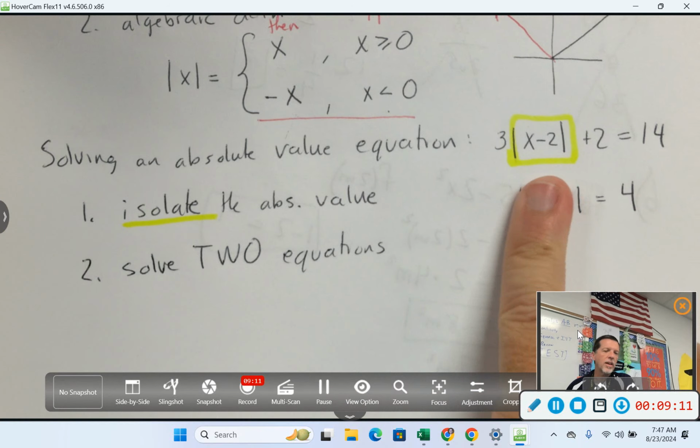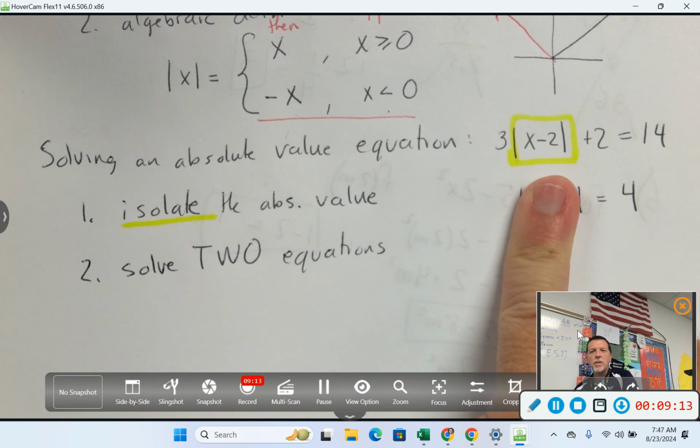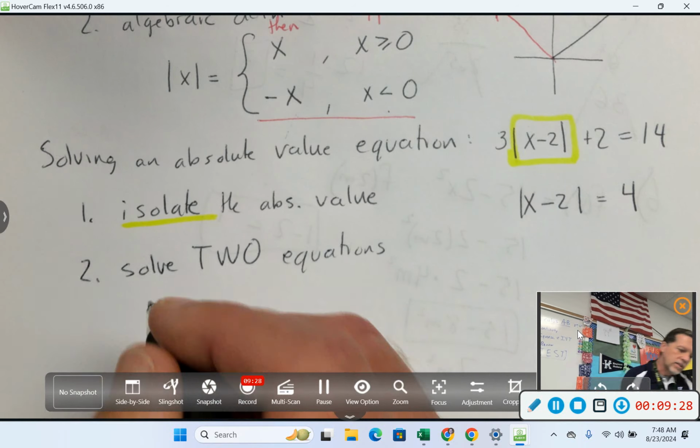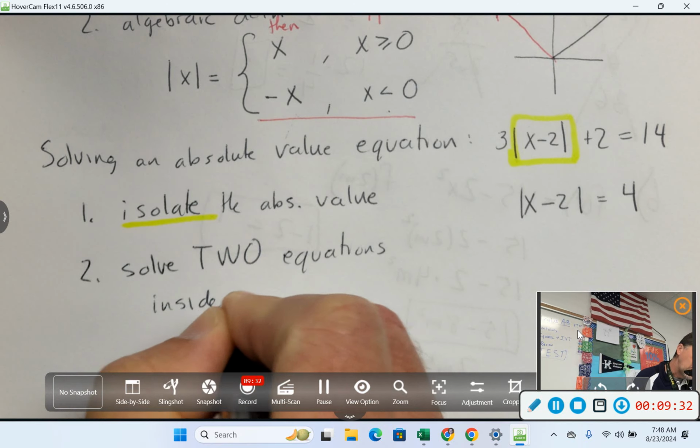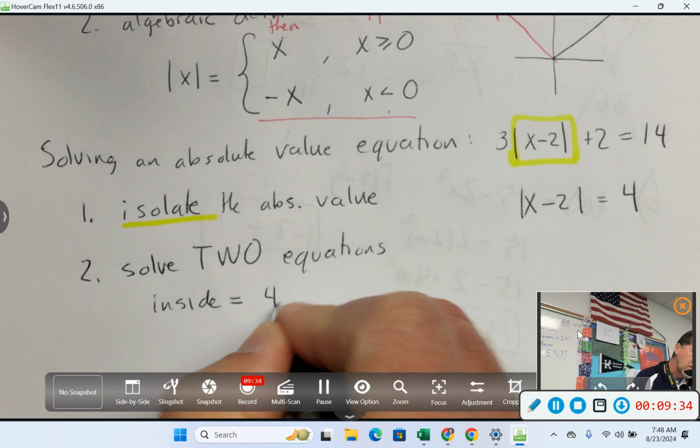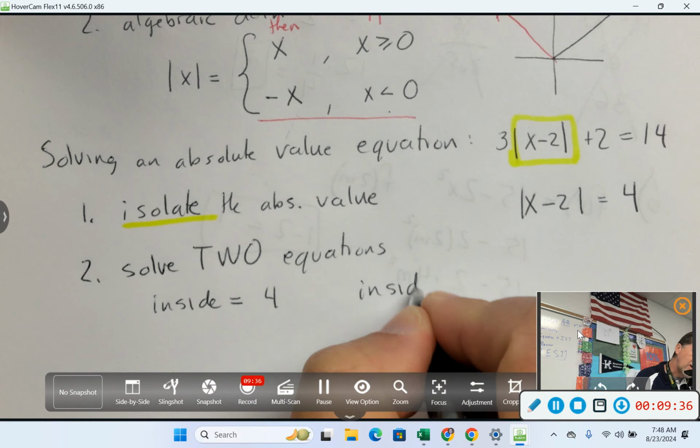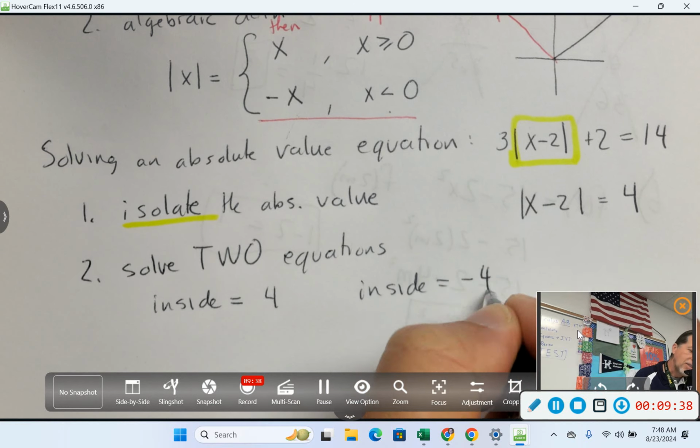You know what, let me cover that up. If the absolute value of something is 4, what does that mean? What could be under my finger right there? 4 or negative 4. So that's how we're going to split this into 2 pieces. So let's write it out. You're going to set the inside stuff equal to the positive answer, and the inside stuff equal to the negative answer.